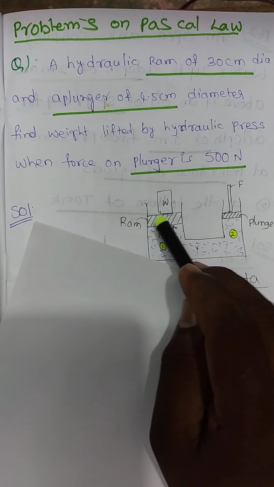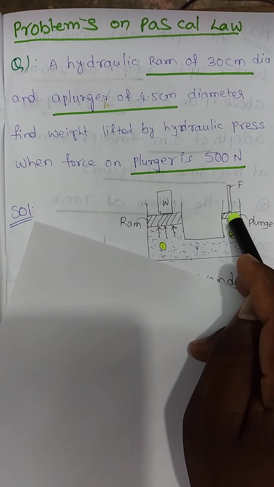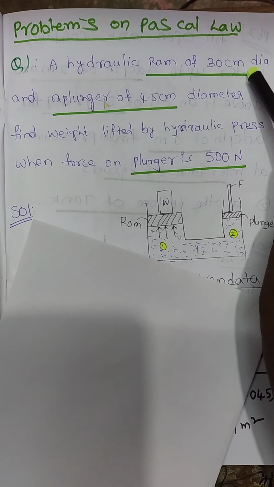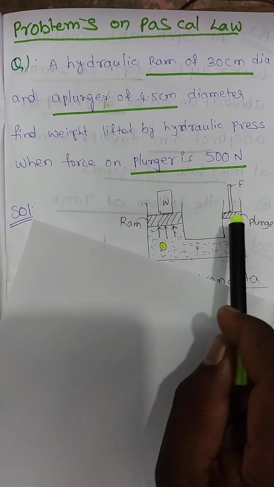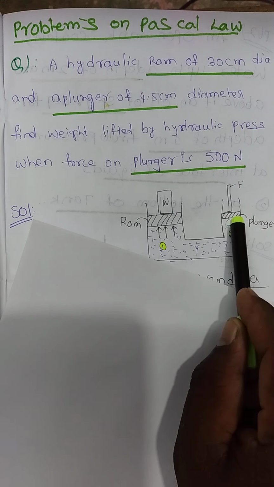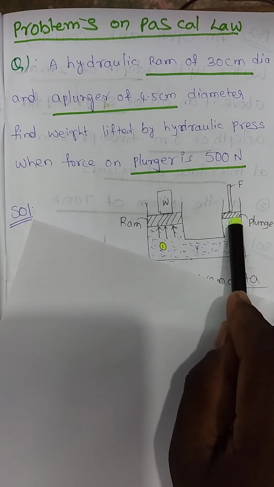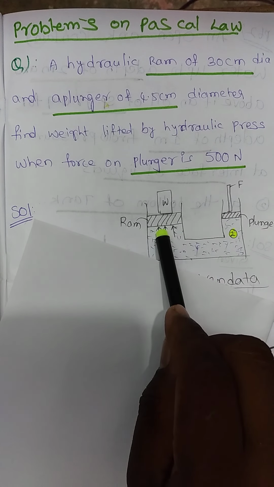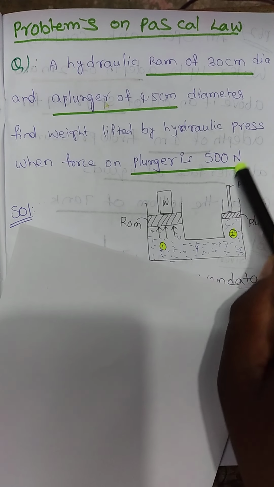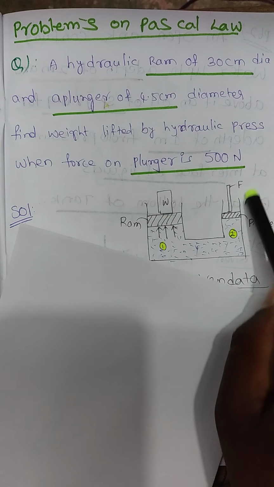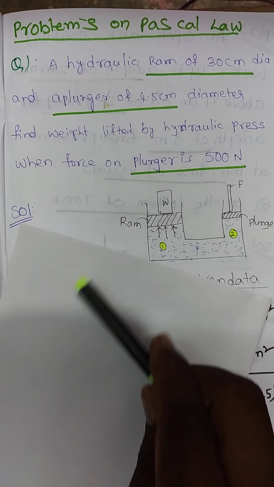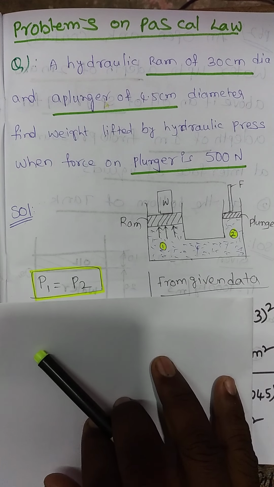If you know the diameter, you can calculate the area because it is circular in shape. How do you know it is circular in shape? He mentioned it as a diameter, so it is circular in shape. So what is the area of a circular shape? Pi by 4 into d square, or pi r square. Basically I know the diameter, and from that I will get the area. How much force is applied on the plunger? 500 newtons. So with the help of 500 newtons force, how much weight he is lifting is our question. If you apply Pascal's law for this, you will solve this problem directly.